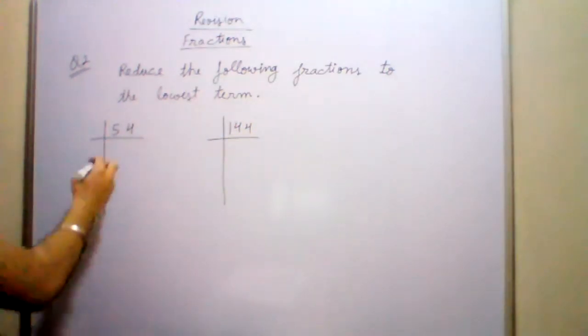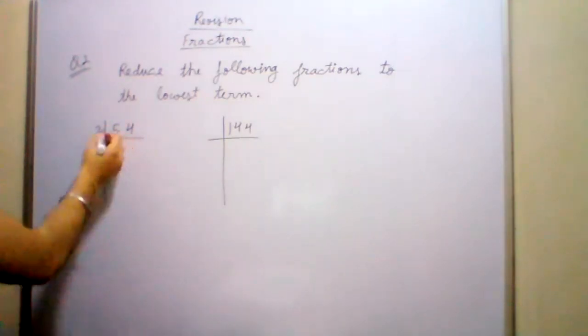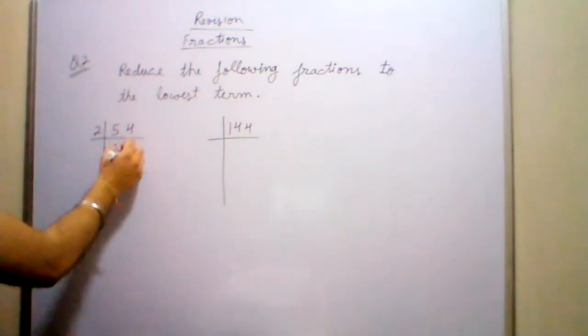54, what are the prime factors of 54? First you divide this by 2. 54 divided by 2 is 27.